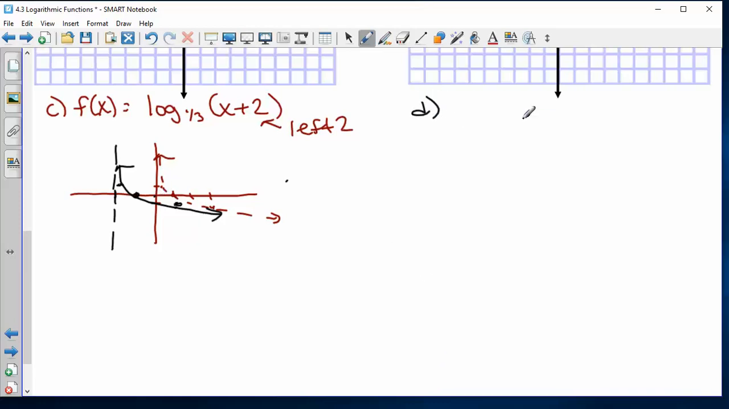So why don't you guys draw me a quick graph of log base 5 of x minus 2.